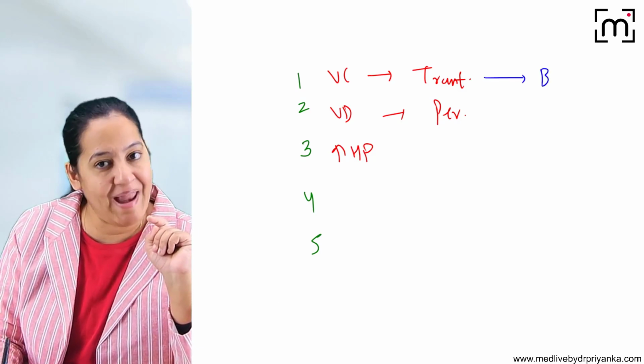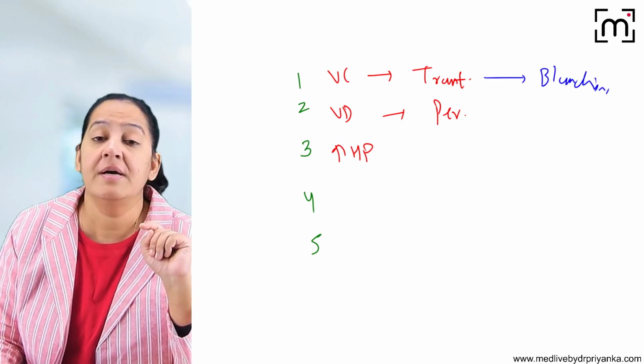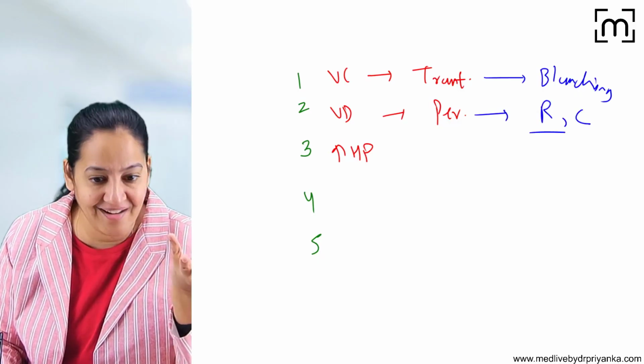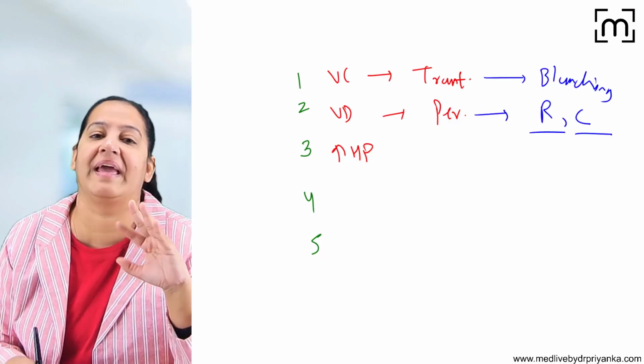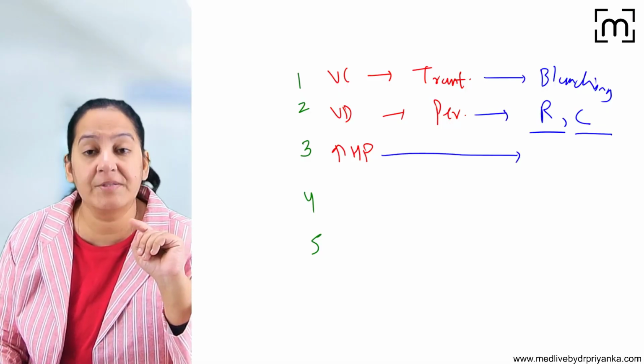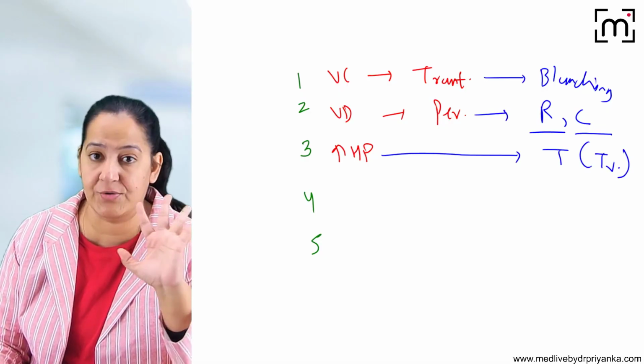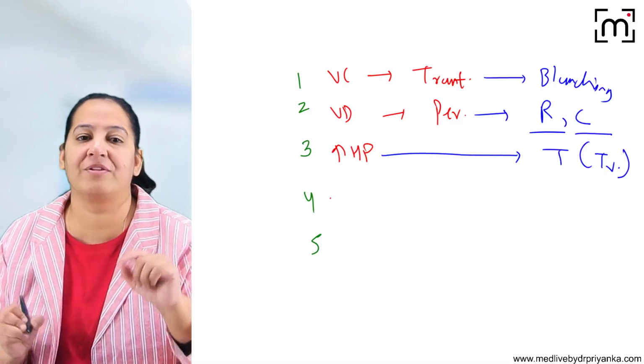Step number 1 leads to blanching, which is transient in nature. Step number 2 leading to rubor and calor. I mean the organ looks red in color and it is warm as compared to surrounding area. Increased hydrostatic pressure leads to tumor. I mean edema, and it is transudate type of edema, not exudate. Now coming on the fourth step.